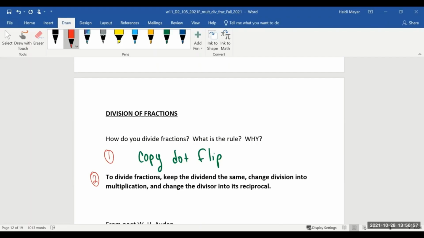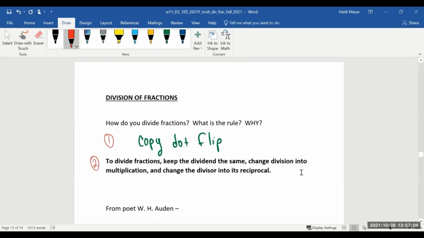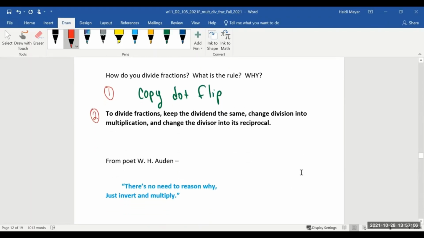There's actually a rather famous poet who has taken this on, and his way of saying it is the following. There's no need to reason why, just invert and multiply. Well, that's great, except do you invert both of the fractions? Do you invert the first one? Do you invert the second one? Anyway, he's just being silly and clever.